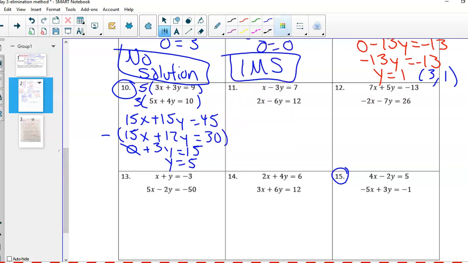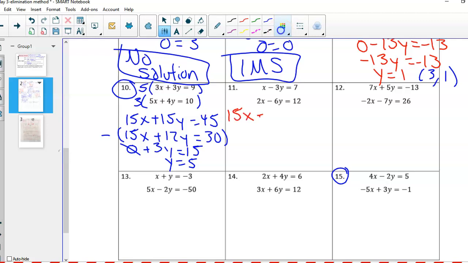Now you have 4 different options to find x. Is that a y? On 30. Yes. You can put it in one of the originals, or you can put it in one of the new equations. It does not matter. Which one? The top. Okay. First one. We're going to put 5 in for y here.